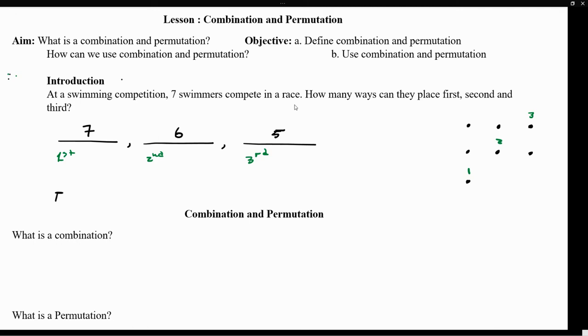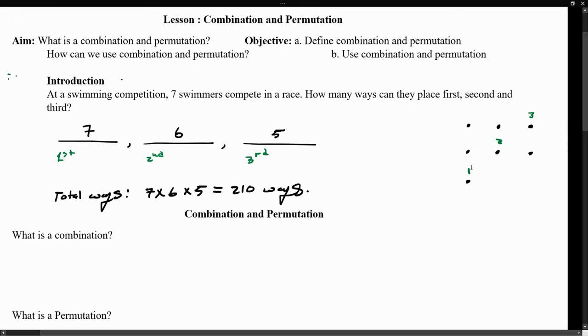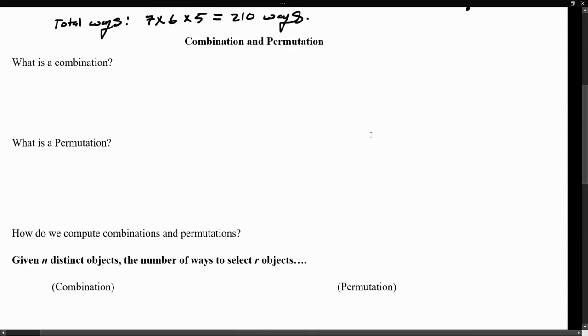So therefore, the total number of selections that we can get is found by multiplying them. 7 times 6 times 5, which is equivalent to 210 ways. So if we come back to the illustration here, there are 210 different ways that we can create selections that still meet this criteria. And now this is going to lead us to what a combination and what a permutation is.